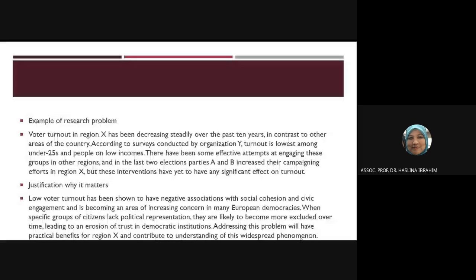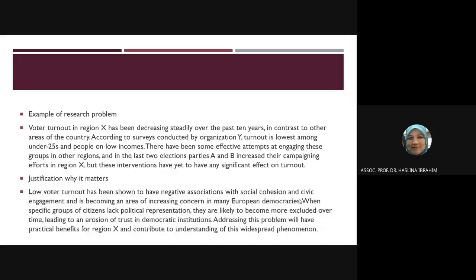So this is about turnout in an election. Voter turnout in Region X has been decreasing steadily over the past 10 years. So this is a problem. For about 10 years, the number of people voting has been going down and down and down. But this happened only in certain areas, in contrast to other areas of the country. So this is the problem.